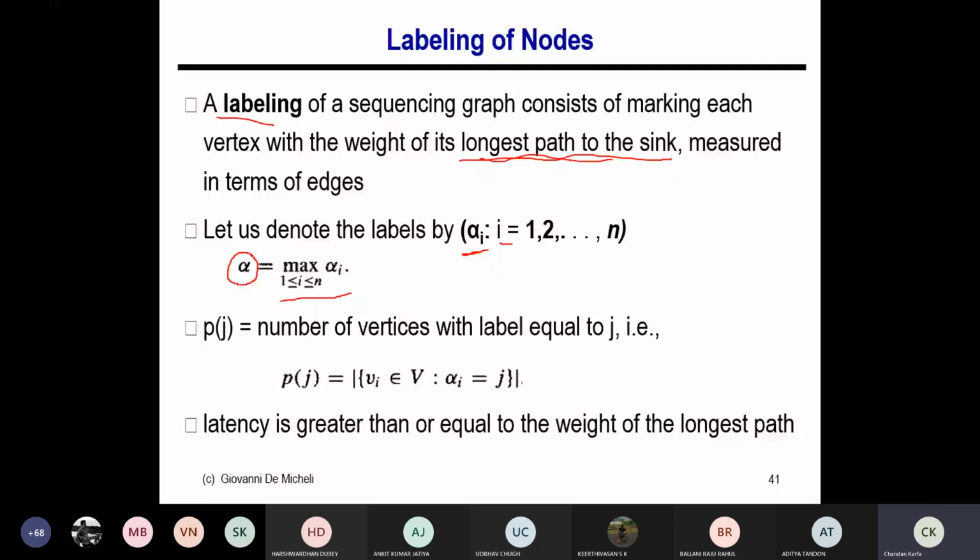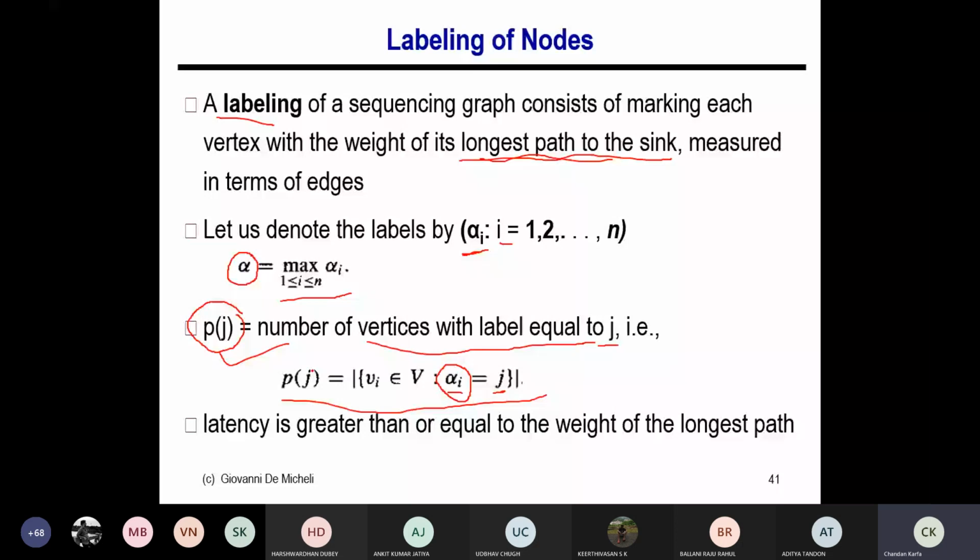p_j is the number of vertices whose level is j, right? So I will try to find out the number of nodes whose level is j. I am going to collect them, and p_j is that summation. So formally, p_j is the count of all the v_i whose alpha_i is j. Alpha_i is the level of that node v_i, right? So if alpha_i is j, I am going to collect them, and p_j is the number of such nodes, right?